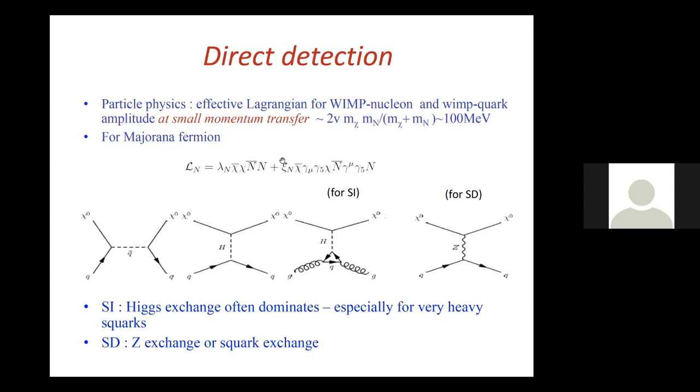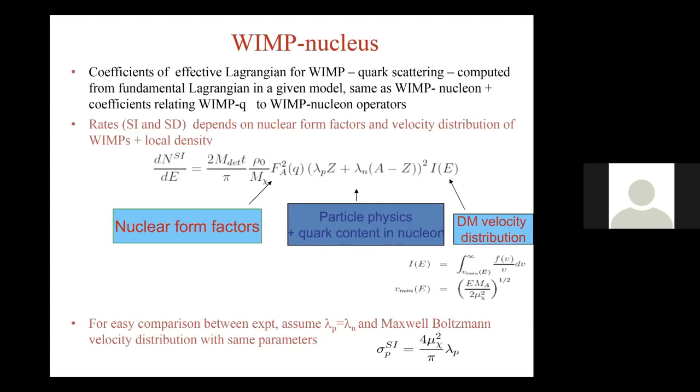Of course, this is not what is measured. What is measured is a rate for interaction as a function of the energy. And it depends not only on these coefficients of the Lagrangian that I have just described, but also on nuclear form factors, on the local density of dark matter, and on the dark matter velocity distribution.